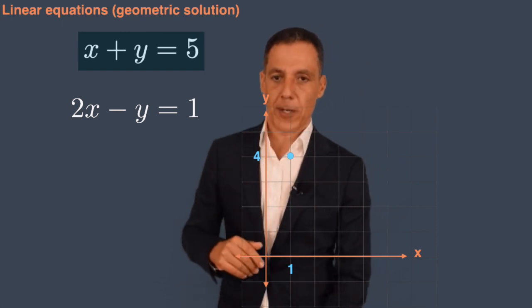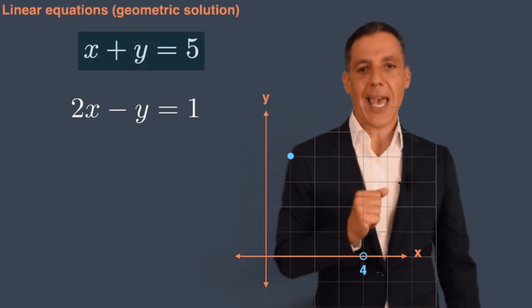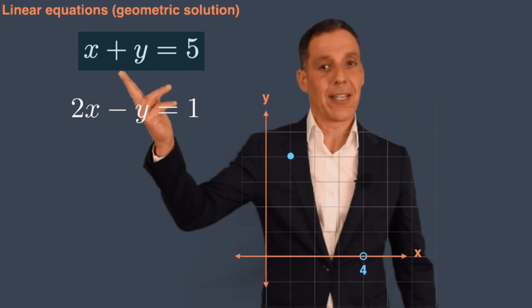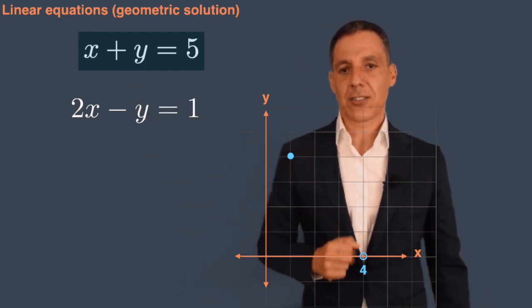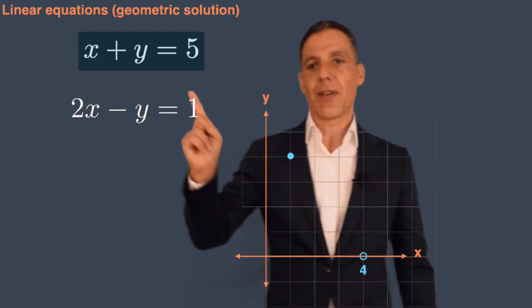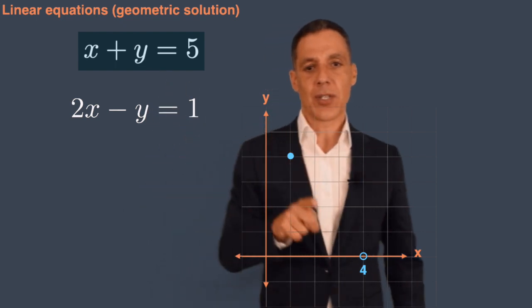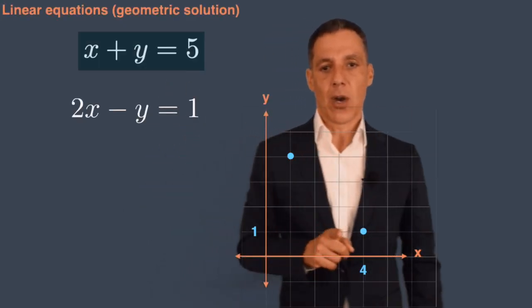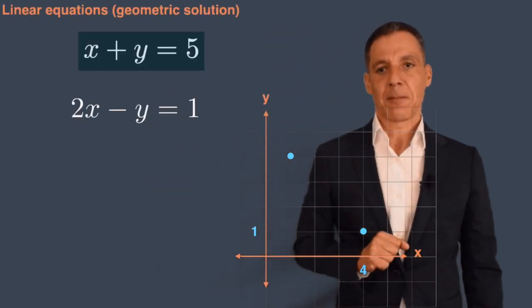Well, let's pick another point. Arbitrarily, let me just pick x is equal to 4. Of course, I could have picked any value of x here. And if x is 4, what is the value of y that satisfies that equation? Of course, it is 1. So that point lies on the line.